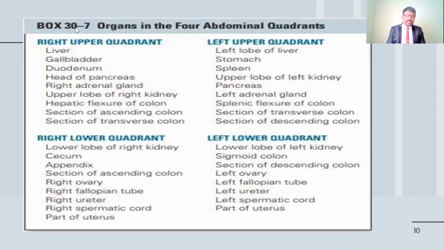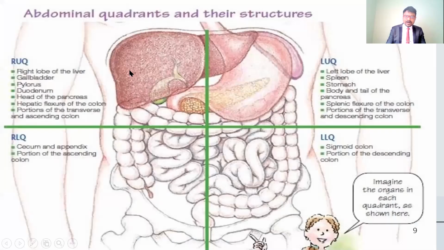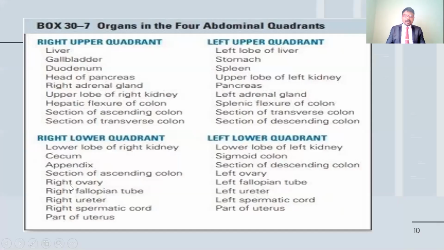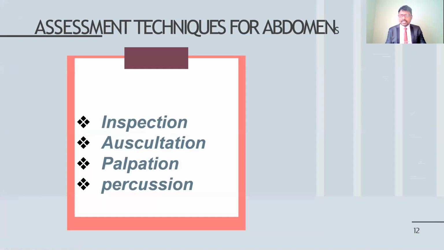Now, if you divide the abdomen into the right upper quadrant, left upper quadrant, right lower quadrant, and left lower quadrant, what are the structures there? What we discussed just now were 9 regions, which are again divided into 4. If we divide the abdomen into 4, these organs are going to be found in these 4 areas. So coming to the assessment techniques.